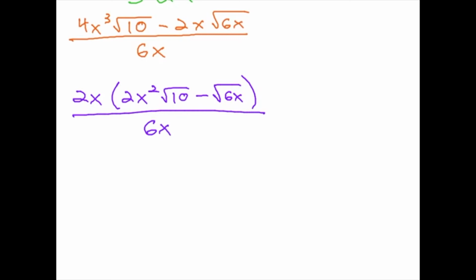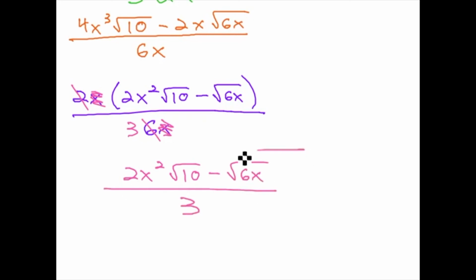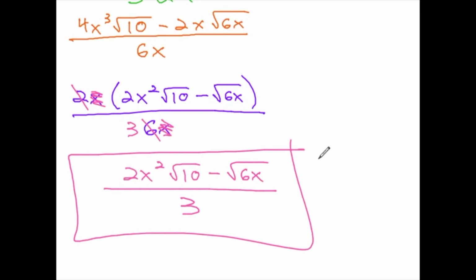And now I can go back and reduce the factors of x, and 2 reduces with 6, leaving a 3 behind. And so we end up with the final solution of 2x squared root 10 minus the square root of 6x all over 3. So several forms of simplifying.